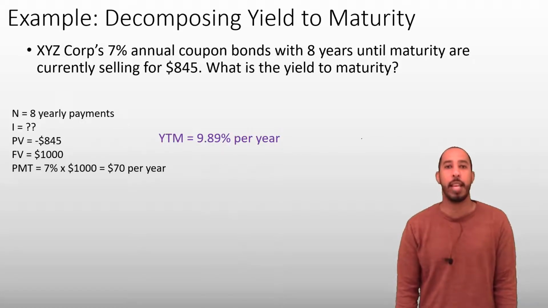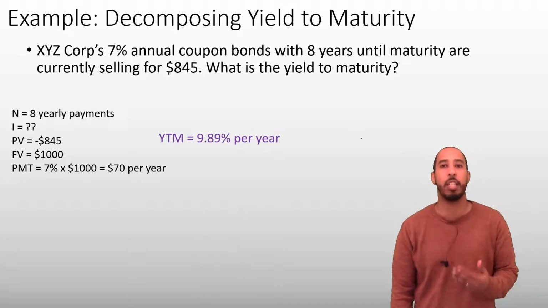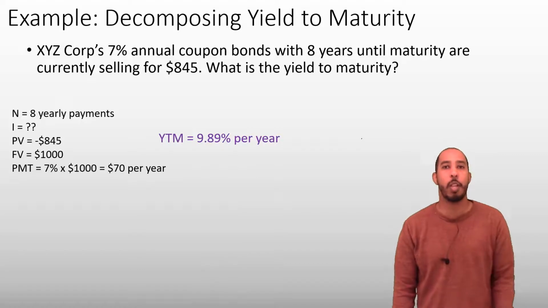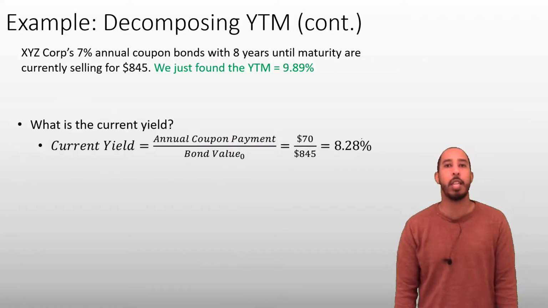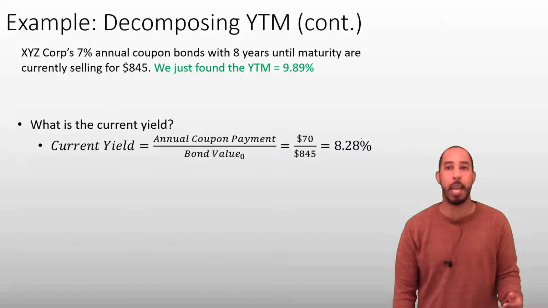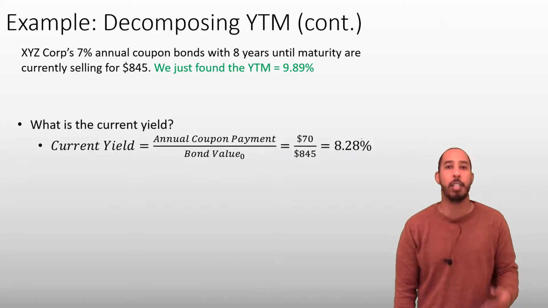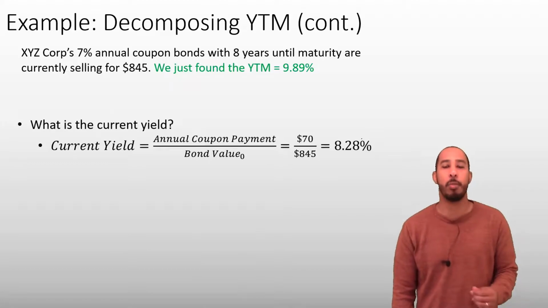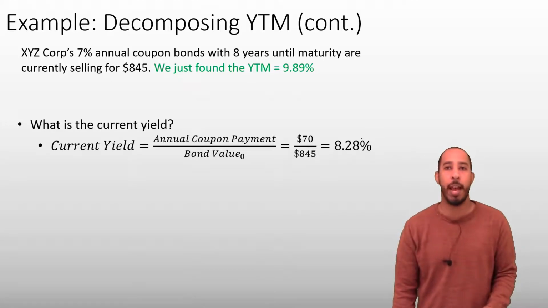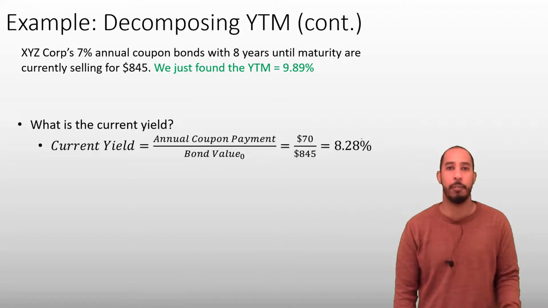Now let's decompose that yield to maturity into parts and see how much of the return is coming from the interest it pays and how much is coming from the expected change in price. We can find the current yield first. We can get the current yield by taking the annual coupon payment, which is $70 per year, and dividing it by the bond's current value, which is $845. Doing that, we get 8.28%. Of the bond's 9.89% total yield to maturity, 8.28 of that is coming from the interest payments that we receive.